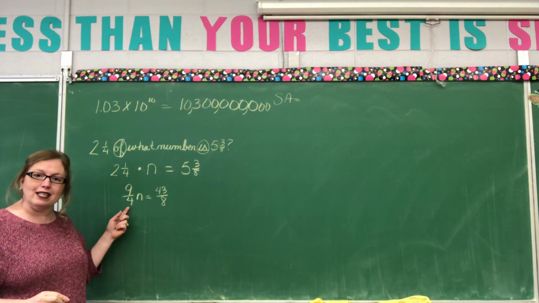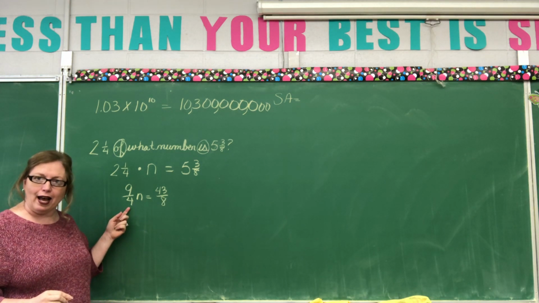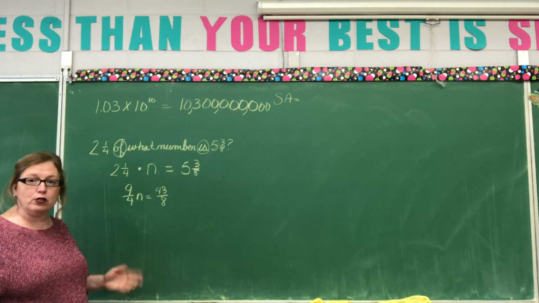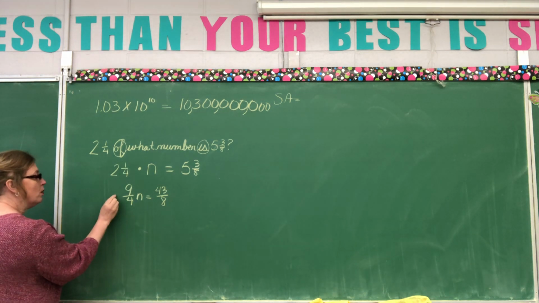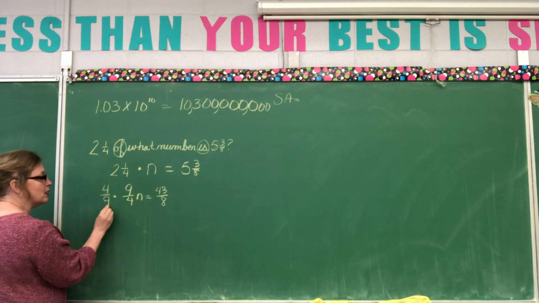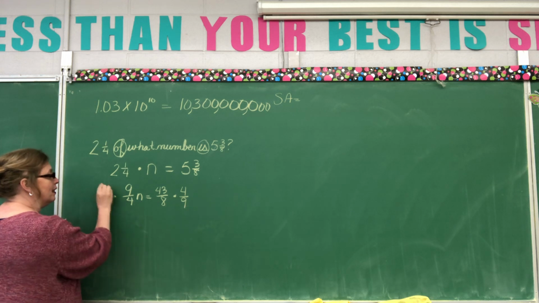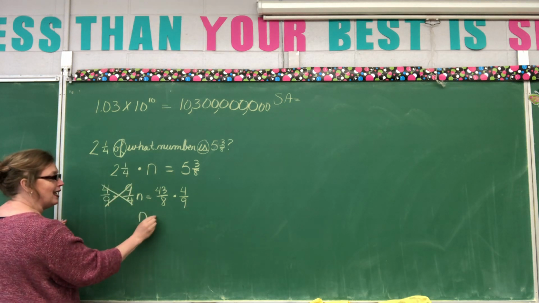Now, let's get rid of this 9/4. How are we going to do that? It says to multiply, so we're going to divide. When you divide with a fraction, you use the reciprocal. So, we're going to write the reciprocal because whatever we do on the left, we must do on the right. This all cancels, leaving us n.